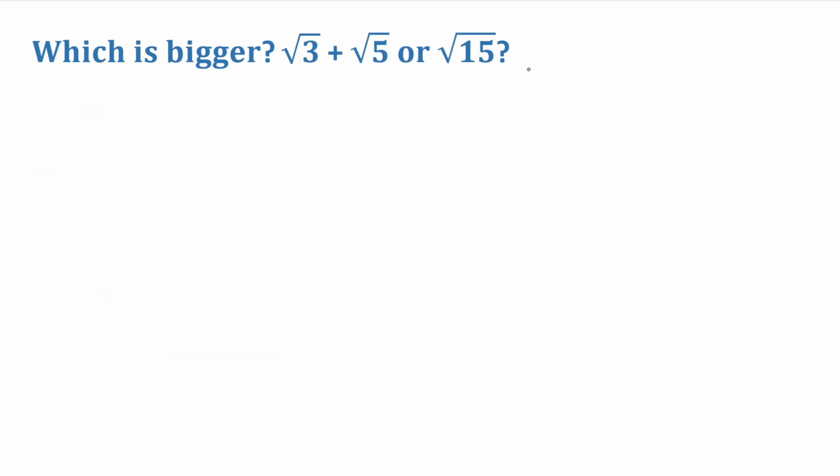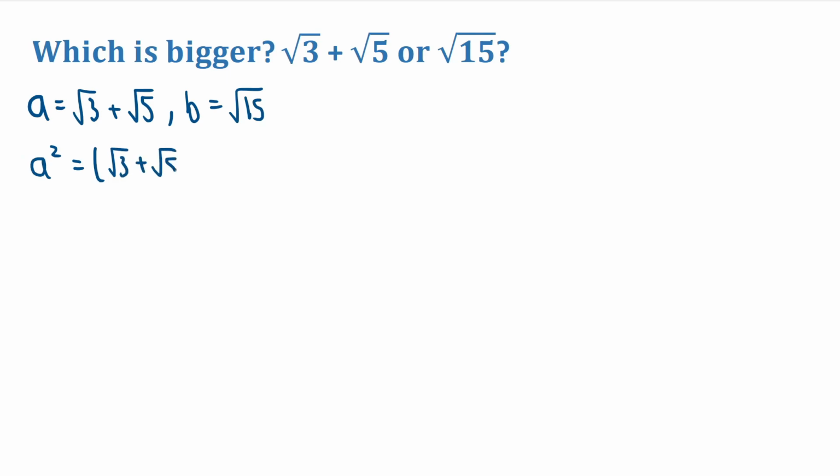So how about this one? How do we compare the square root of 3 plus the square root of 5 with the square root of 15? Well, a good bet would be to square both expressions. So if we let a equal the square root of 3 plus the square root of 5, and b equal the square root of 15, then a squared is just equal to the square root of 3 plus the square root of 5, all squared, which is equal to 8 plus 2 square root of 15.